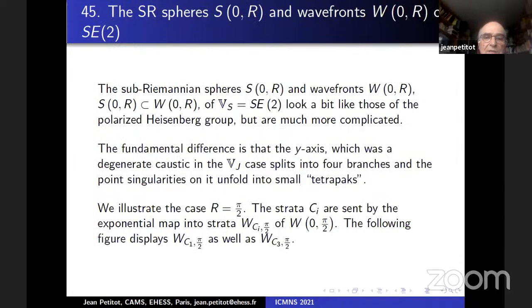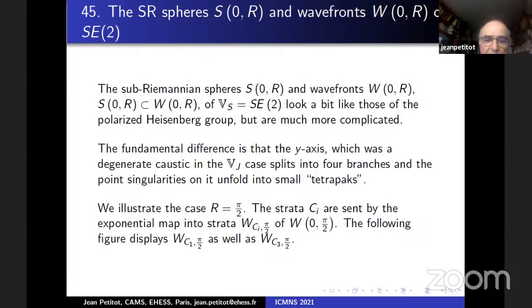The sub-Riemannian spheres and wavefronts look a bit like those of the polarized Heisenberg group, but are much more complicated. The fundamental difference is that the y-axis, which was a degenerate caustic in the VG case, splits into 4 branches and an asteroid surface, and the point singularity on it unfolds into small, what I call tetrapaks. We illustrate the case for the radius half pi.